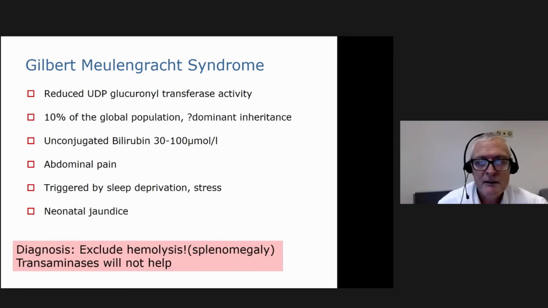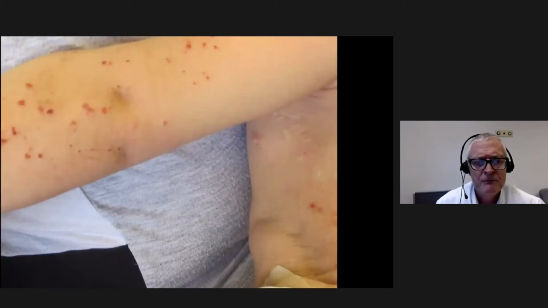Now, the reason why I present this and touch on it briefly here is that the key to the diagnosis is to exclude hemolysis. It's unconjugated hyperbilirubinemia, so you need to exclude splenomegaly. The transaminases are not much use in this scenario.